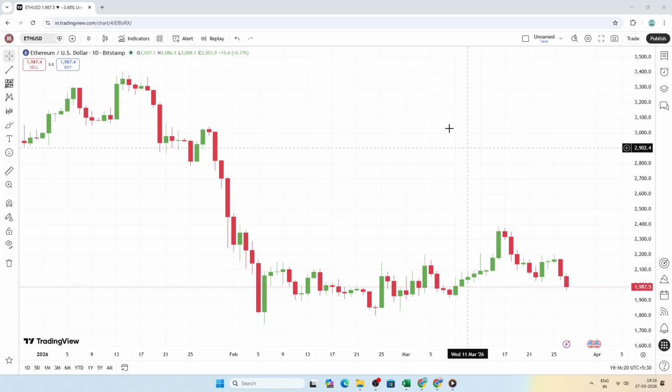In today's video, I'm going to teach you how to find CPR in Tradingview. We'll keep it simple and clear so you can start using CPR on your charts right away. CPR stands for Central Pivot Range, and it's a popular tool for mapping potential support and resistance levels.